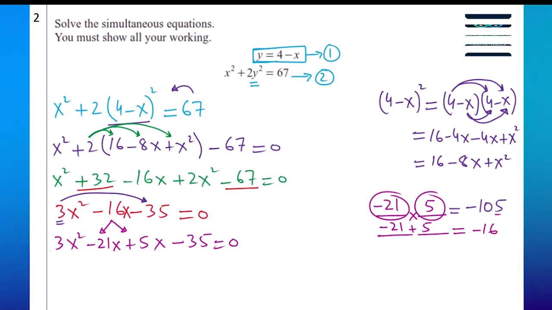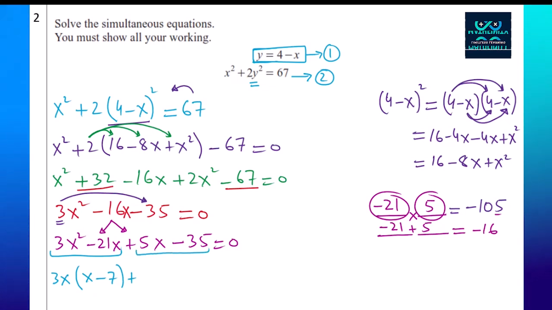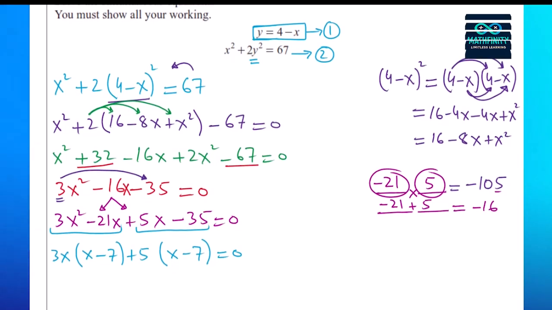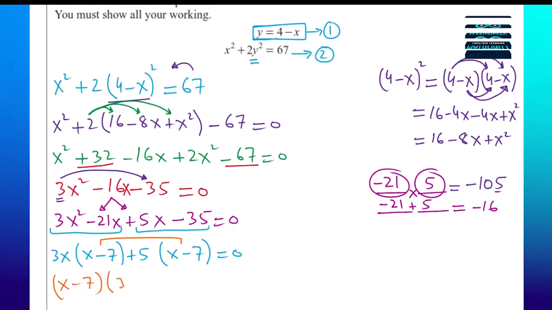What is common from the first pair? 3 and x. We will take out 3x, and inside we write x minus 7. And what is common from the second pair? Plus 5. What we have to write inside? x minus 7. So these two brackets are the same. If these two brackets are the same, it means we did everything correct. So we write (x minus 7) and (3x plus 5) equal to 0.